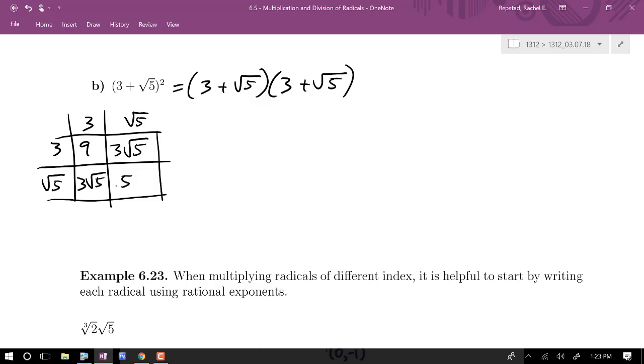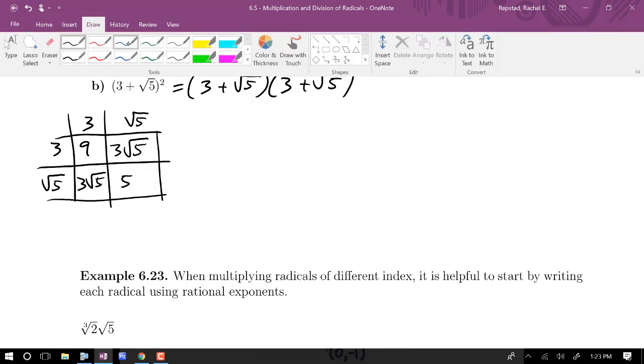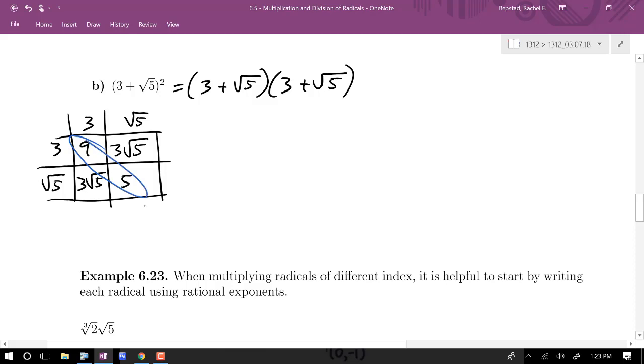So we got 9 plus 5. Well, that's 14, and then we have 3 root 5 plus 3 root 5. What does that give us? 6 root 5. So the product is 14 plus 6 root 5.